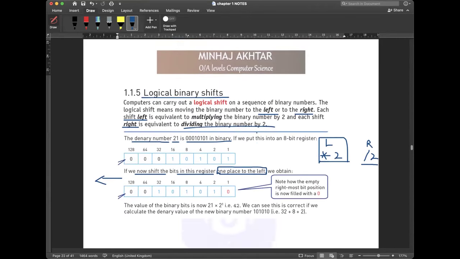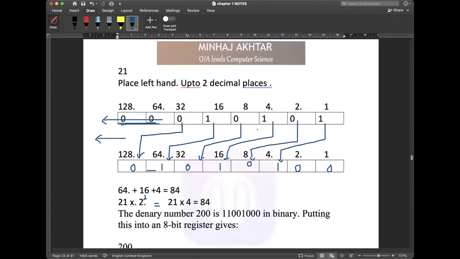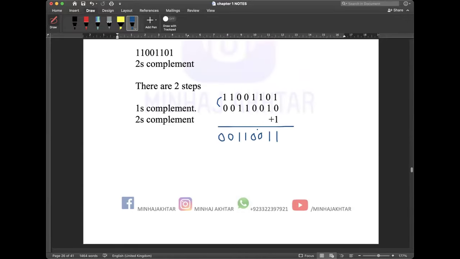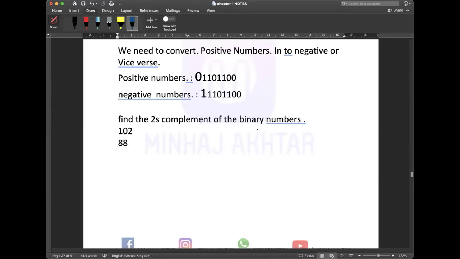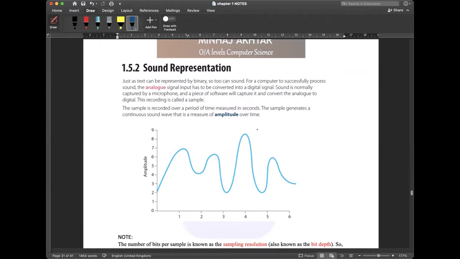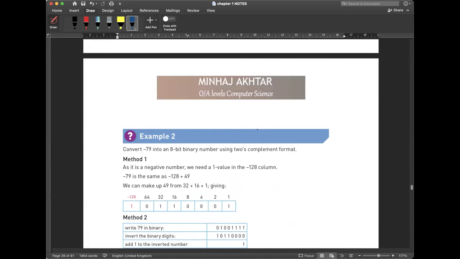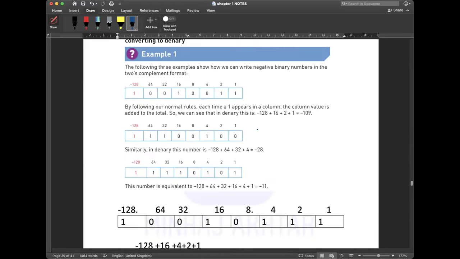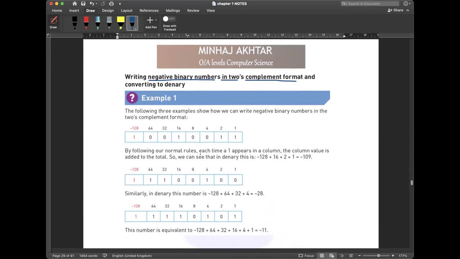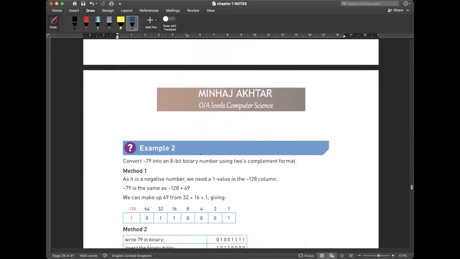Moving on. Logical shift. Have we done this logical shift topic? Yes. We have done this. Two's complement is also done. Yeah. Positive, negative numbers. Okay. Now, starting from the topic of sound representation. But before that, I'm going to check, is there anything which we left behind, or yes, negative numbers into 2's complement. I think I have given you the homework as well. Yeah, I did it. Perfectly fine. No confusion? No. Perfectly fine.